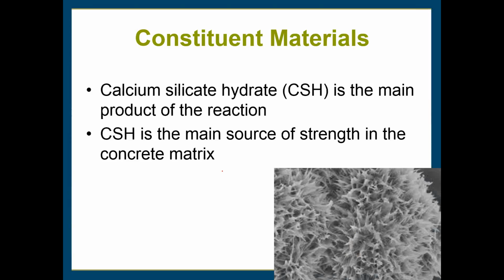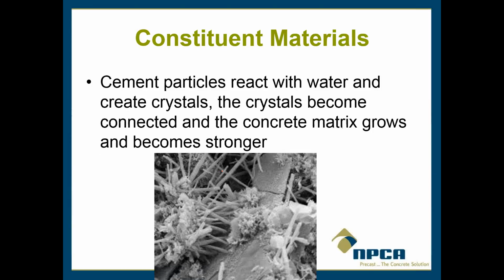Okay, so the main products of a hydration reaction are CSH and CH. CSH is the good stuff. It's stable. It's the main product of the reaction, and it's the main source of strength in the concrete matrix. This microscopic little thing down here is what CSH looks like. Now, CH is another product of this hydration reaction. It's not produced in as great quantities, but it's not stable, and it's not something that we like to see as a result of our hydration reaction.